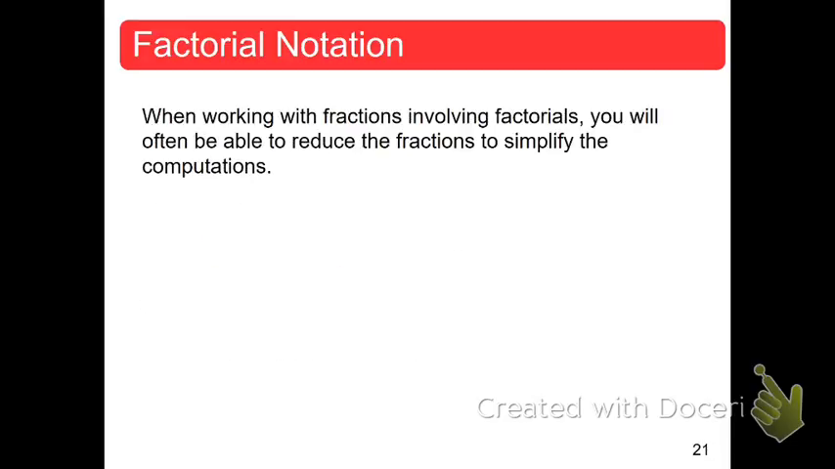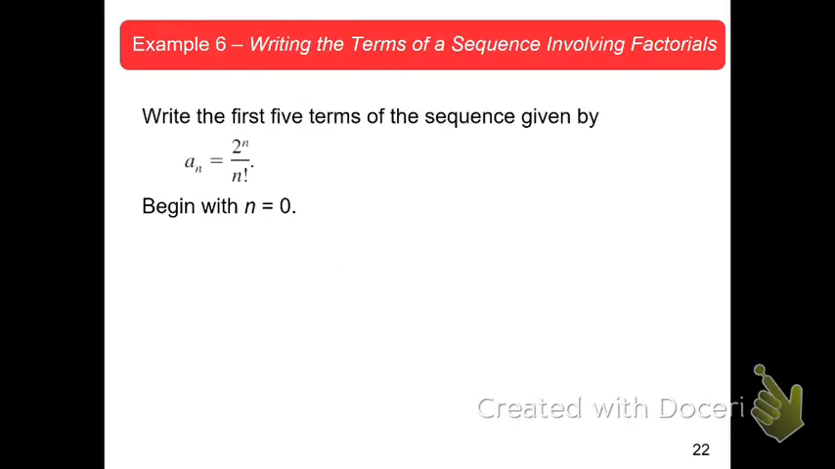Alright, so let's try this. Write the first 5 terms of the sequence given by a sub n equals 2 raised to the n over n factorial. It says begin with n equals 0. So now they're telling me we're going to use n as 0 as our first term. So we have a sub 0, that's my first one, and I want 5. So I'm going to set it up: a sub 1, there's my second, my third, my fourth, and my fifth.